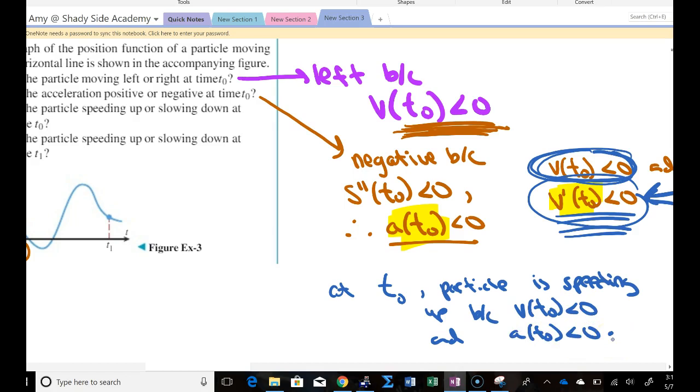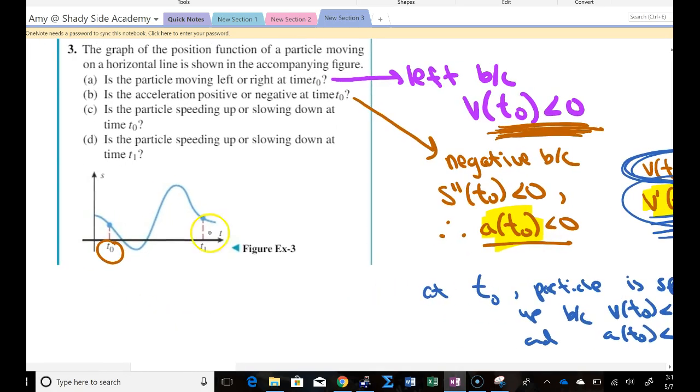All right, now let's take a look at t1. Is the particle speeding up or slowing down at time t1? Let's see, you tell me. If I look at that, v at t1 is clearly negative because the slope of the line tangent to position is negative. But if I look at that graph right here, I see that that's the part of the function where s is concave up, correct?